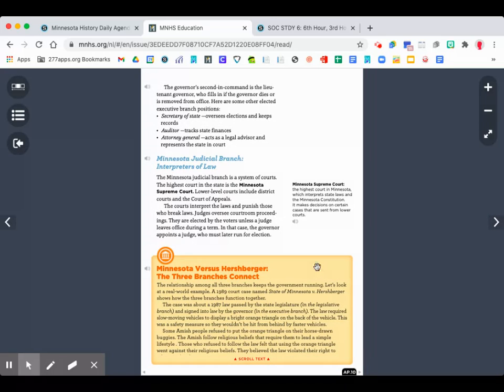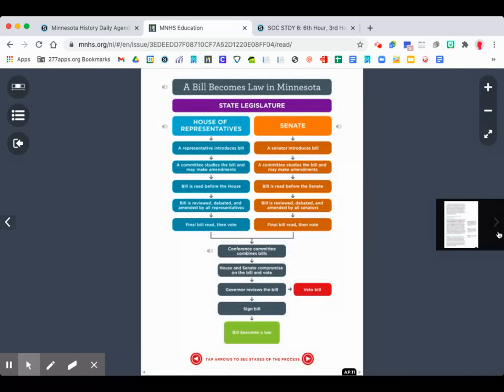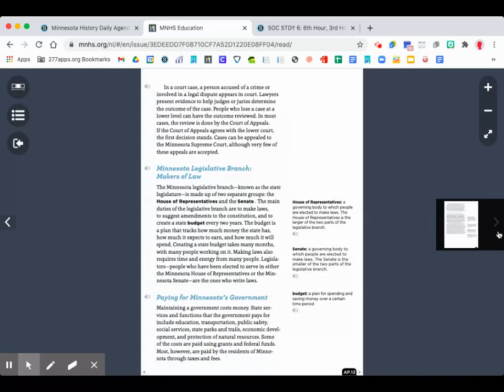Okay, we're on AP 10. You'll continue reading about the judicial branch. You go into a little bit more detail about each of the individual branches. You'll look at how a bill becomes a law in Minnesota. And you'll stop when you finish paying for Minnesota's government, which is the start of the legislative branch, which we'll finish up tomorrow.